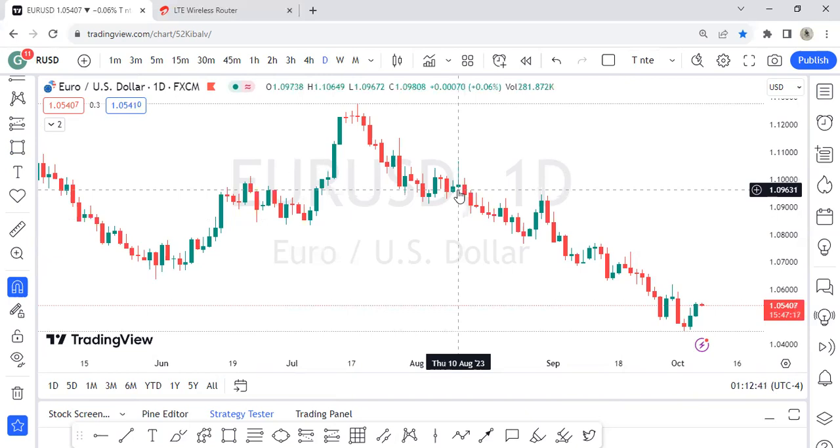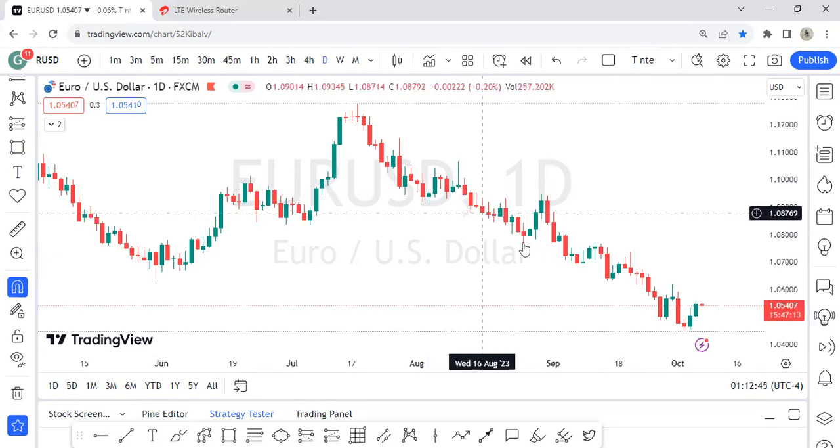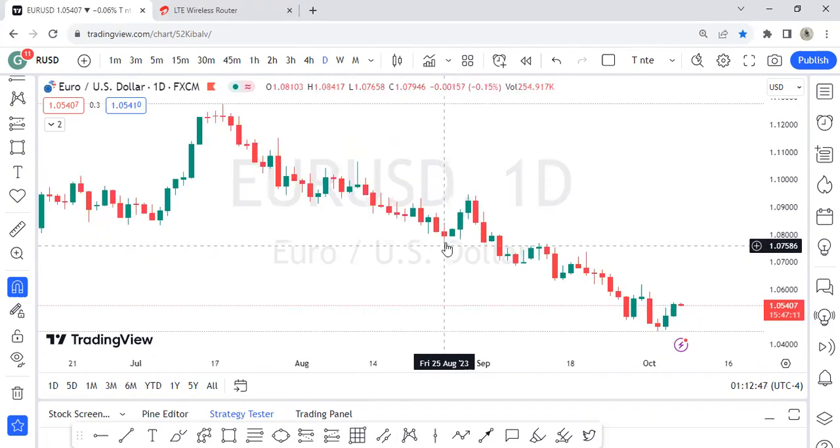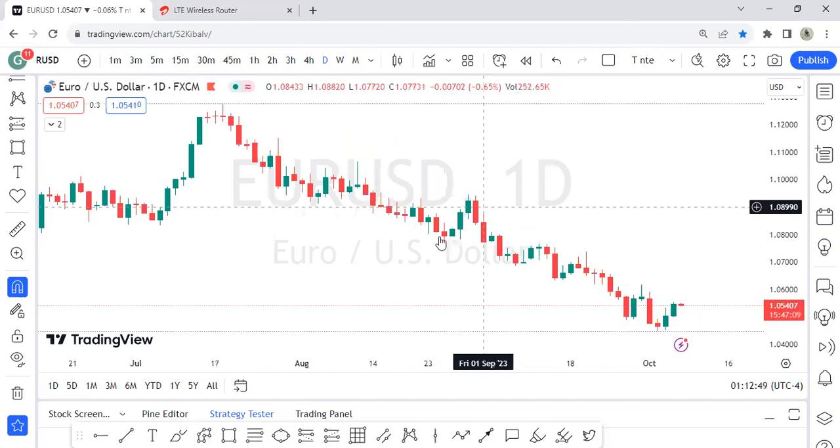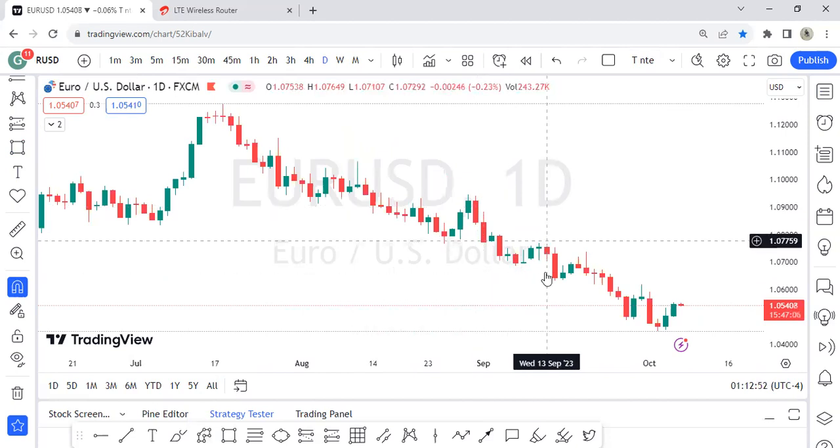So if you're a day trader, just target the previous daily low, and that is it. You're done for the day. All right, so you can see this one. This is the recent low. You can see this recent low here. The market ran through the recent low. So another one, the market ran through the recent low.